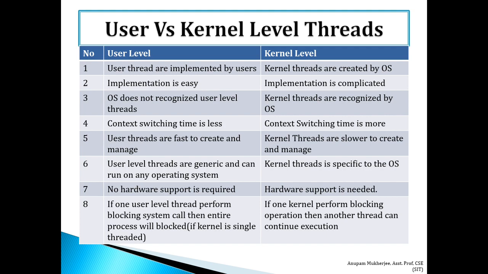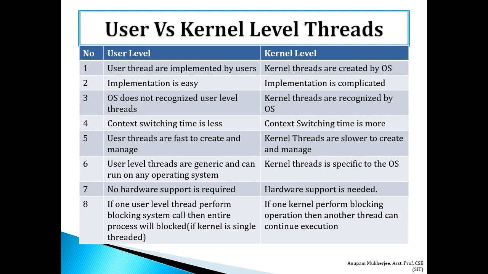Fourth point: the context switching time is less in case of user level thread, and context switching time is much more with respect to kernel level thread. Fifth point: user threads are fast to create and manage compared to kernel level threads.